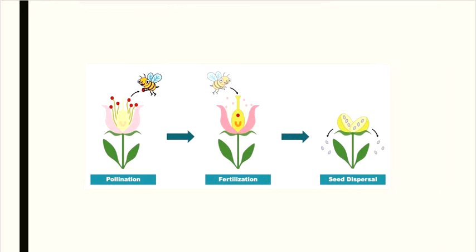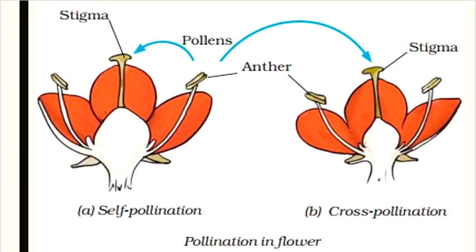Pollen grains that are released from the anthers fall on the stigma of another flower. This is called pollination. The ovules or egg cells in the ovary are fertilized by the pollen grains fallen on the stigma. This process is called fertilization. Seeds are formed from fertilized ovules, whereas the ovary develops into a fruit.